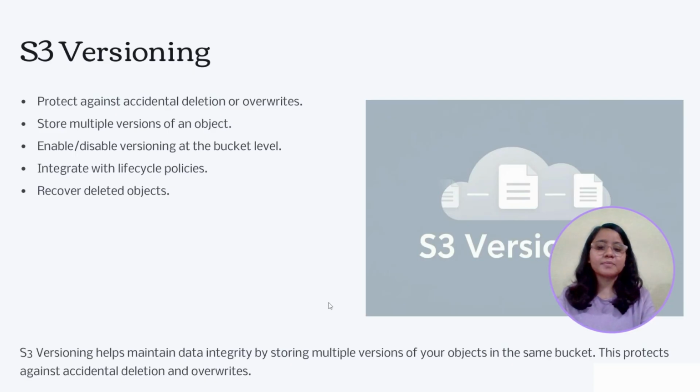S3 versioning helps maintain data integrity by storing multiple versions of your object in the same bucket. This protects against accidental deletion and overwrites.